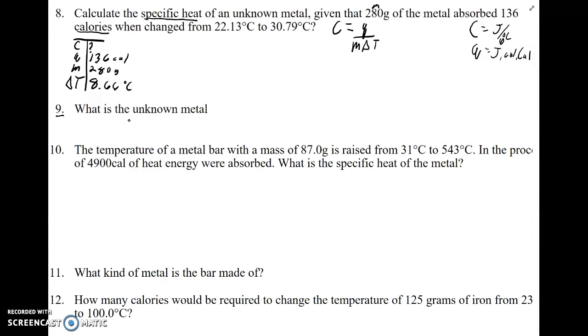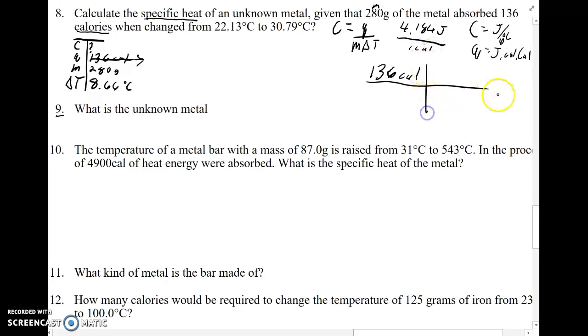So I'm going to use my reference sheet, and my reference sheet is in joules per gram degree Celsius. So I want to get to joules per gram degree Celsius. So I'm going to go ahead and convert this to joules using dimensional analysis. I'll just go ahead and do that over here. So I begin with my 136 calories, and I know that there are 4.184 joules in 1 calorie.